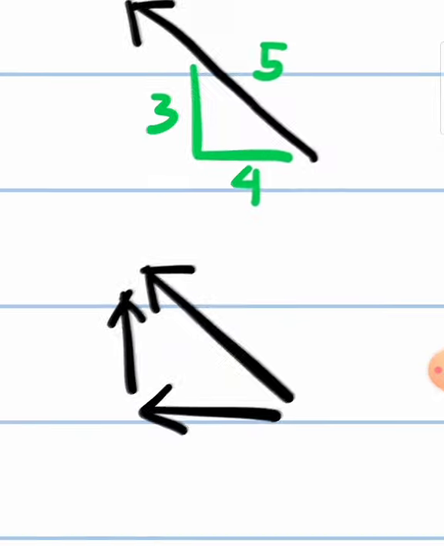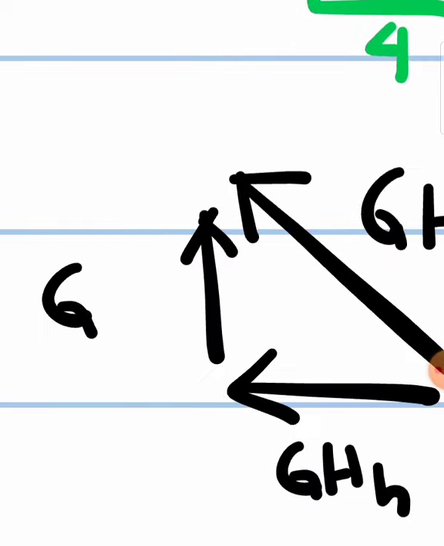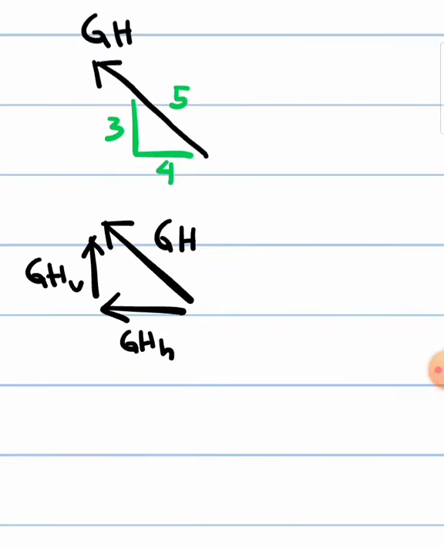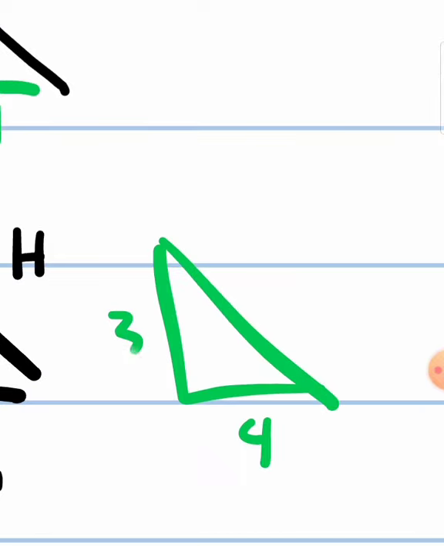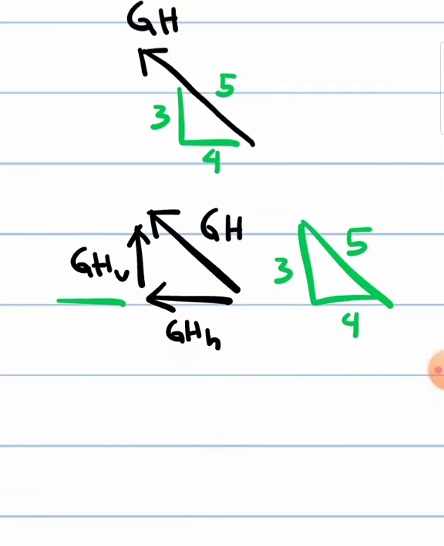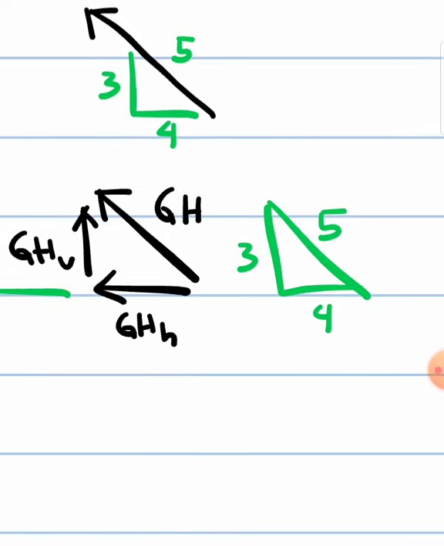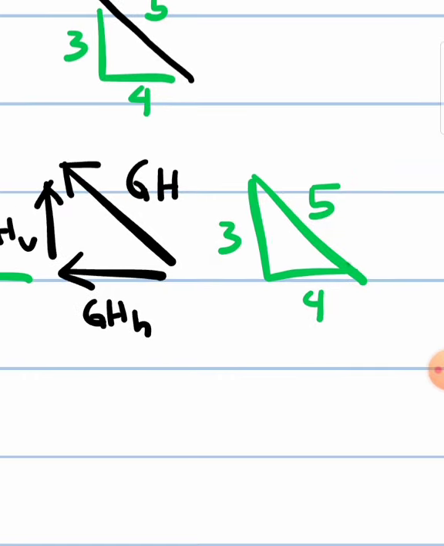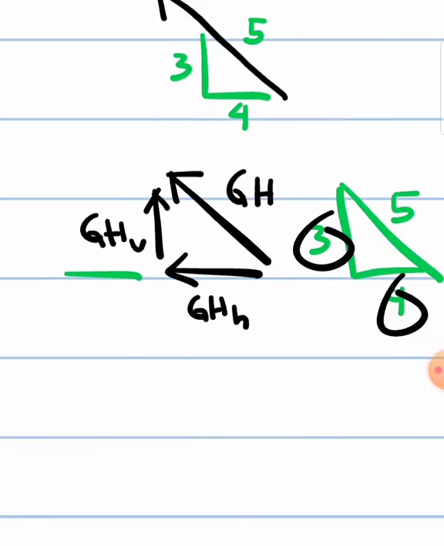If this is GH, then this is its horizontal component, and this is its vertical component. And then we will use the slope of it. So we have 4, 3, 5. Now, if we want the vertical component of GH, we will just use its corresponding side to the known hypotenuse. Again, why aren't we using this 4 here? 3:4 instead.